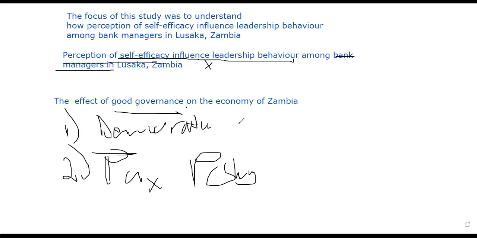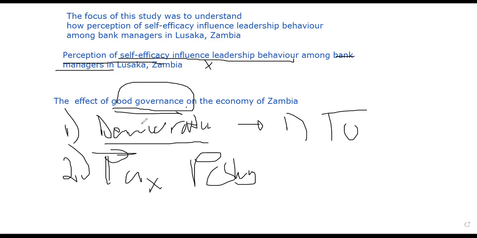So what do I do with factor number 1? I say that my specific objective is to assess the effect of democratic governance or leadership on the economy of Zambia. Have you seen I have completely gotten rid of this good governance? I'm not saying democratic leadership caused by good governance. No, that's wrong. That's a wrong objective. I pick the factors I've already identified and link them onto the economy of Zambia.